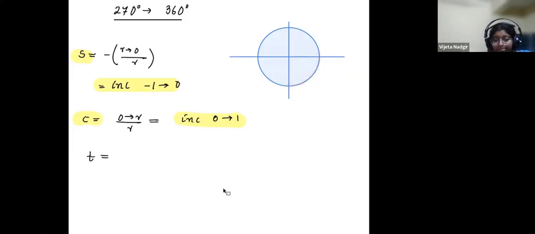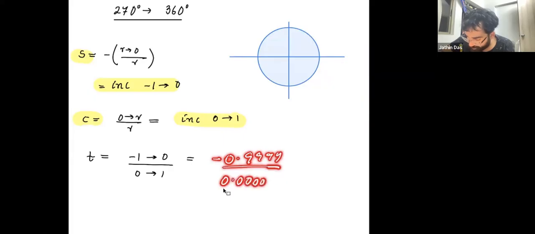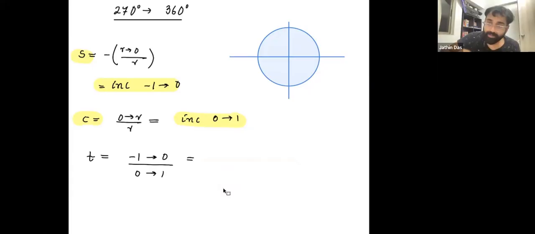Tan is minus 1 to 0 and 0 to 1. Minus 1 by 0. So here sine is negative. It will be like this, like this, like this. But this value will be 0.00001, so basically it is negative infinity. Correct? Okay. Negative infinity to 0, that is increasing. That is tan. Clear?